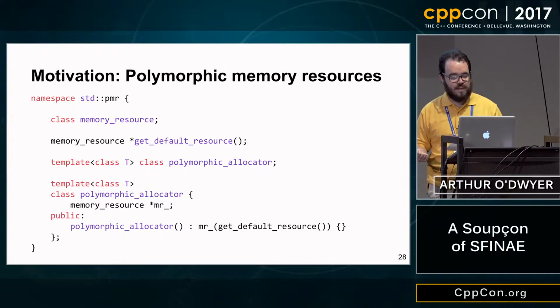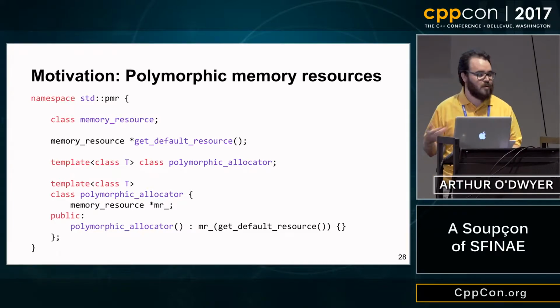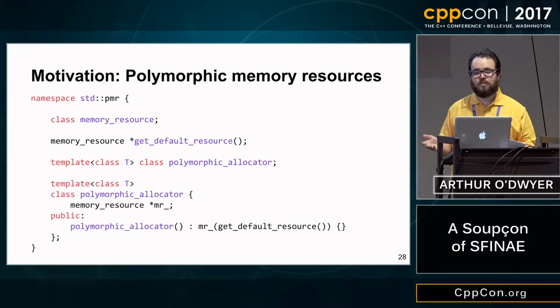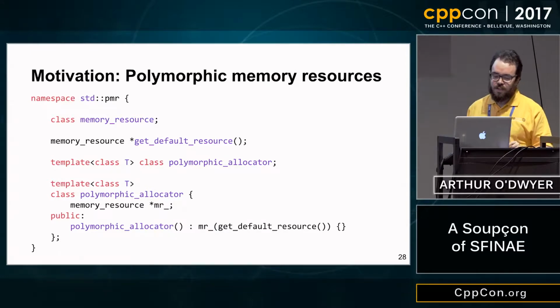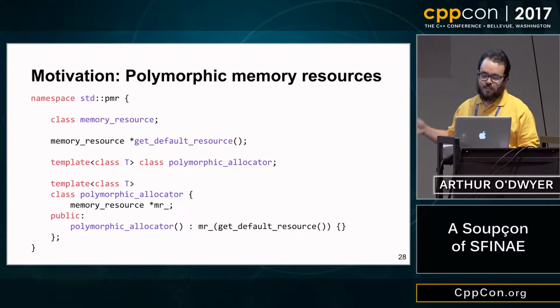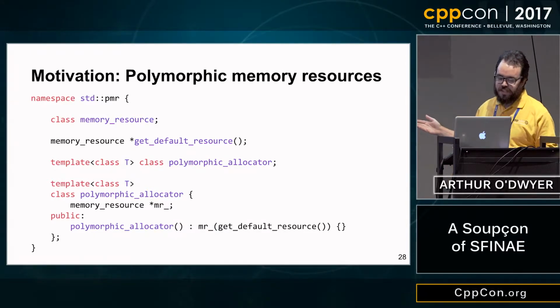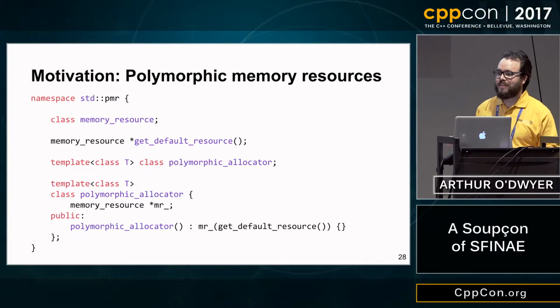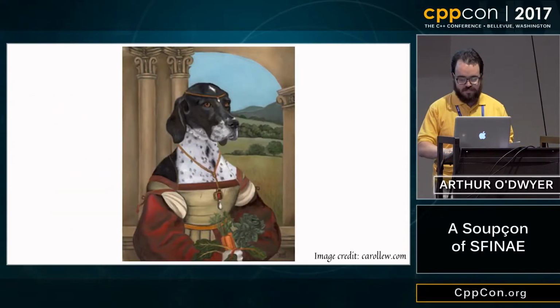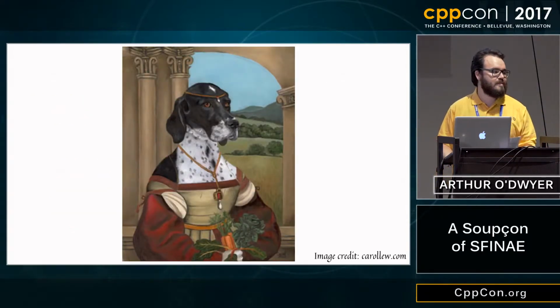And there's this function get_default_resource that gets you the global heap, which is terrible, by the way. Global variables suck. Don't use them. And there's this template class, polymorphic_allocator, and it has a pointer to a memory_resource, and it has a default constructor that gets the default resource. Okay. Who knows what this is?